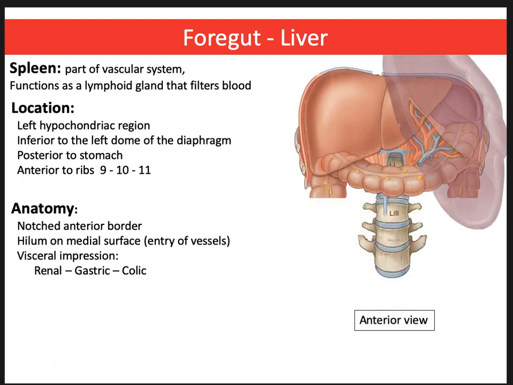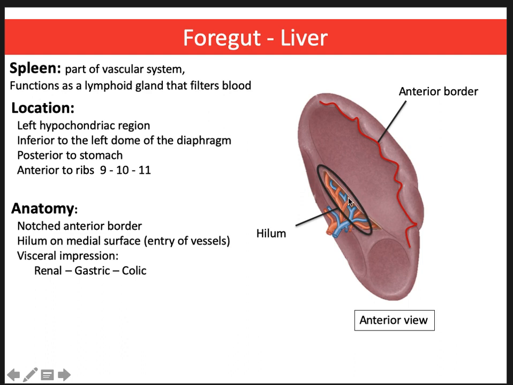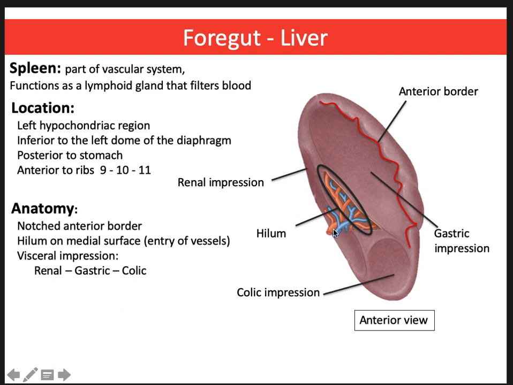So if we just isolate it, oh, look at this animation. This is great. So this is the spleen. A good way to recognize what is anterior and posterior on the spleen is that the anterior border will always be the notched border. It's always filled with dents, right? It's all indented right here. And in the central aspect, you have a hilum, where the vessels enter the organ. Here, you just have the veins and the arteries.